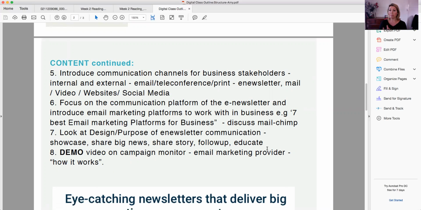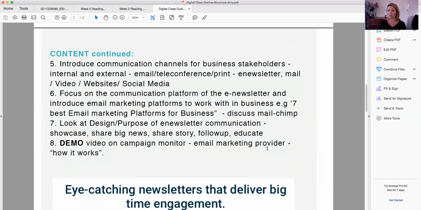And we focus on MailChimp as one of those marketing platforms, and we have a look at then the design, the purpose of e-newsletter communication. So it may be that we want to showcase something from the business, we want to share some big news or share a story, or follow something up, maybe a previous sale or so forth, or we might want to educate. And then I show them a demo on how email marketing works. So not only the design of the e-newsletter, but how the actual marketing platform works itself.